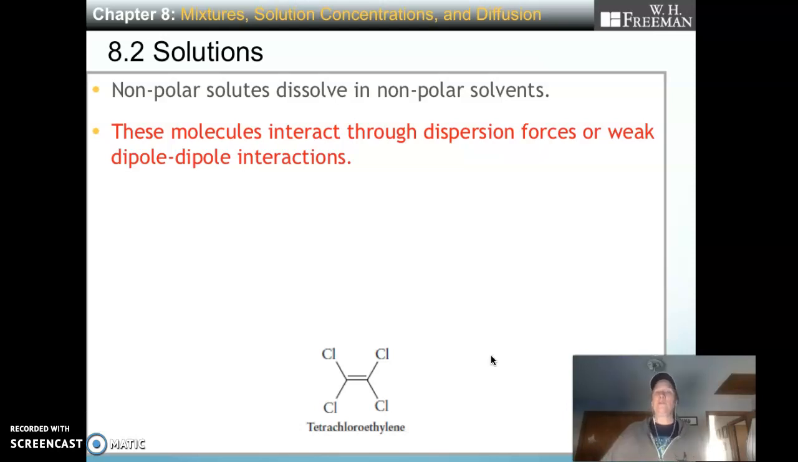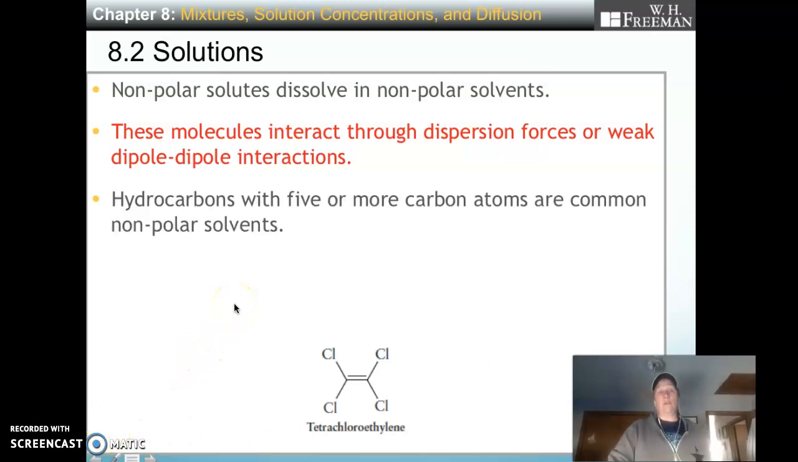Anyway, the reason why it works is because likes dissolve likes. Likes are attracted to each other. You don't have those electrolytes. You don't have those other charges. You have weak dispersion forces and a little bit of dipole, but not much. So that's why it would work.